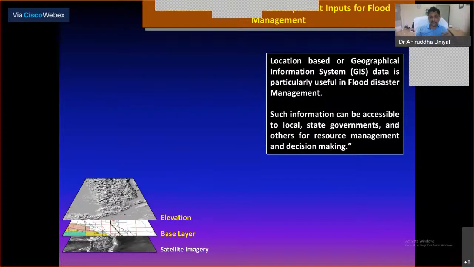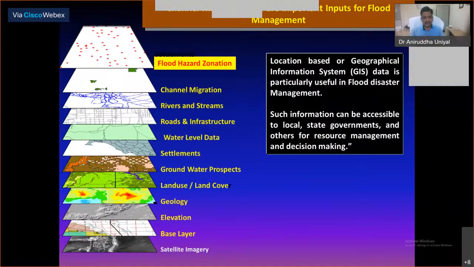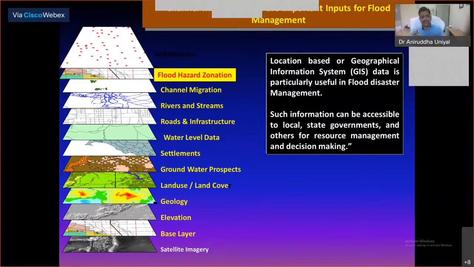Now, the decision support modules that we can create through GIS have a number of layers, whether they are base layers, elevation, geology, land use, and road infrastructure, river, stream, and channel migration. All these inputs can be used for flood hazard zonation mapping.